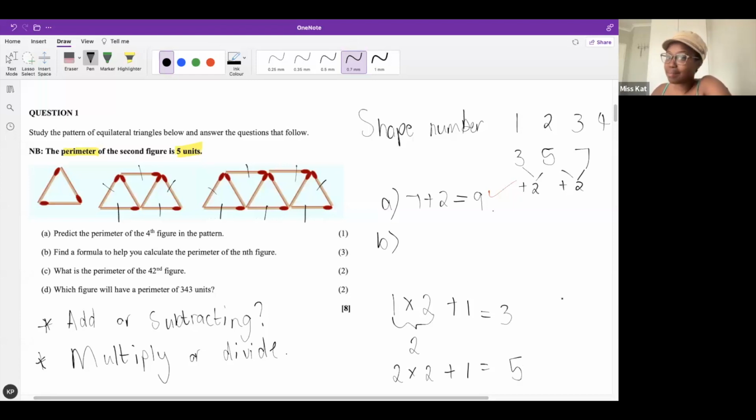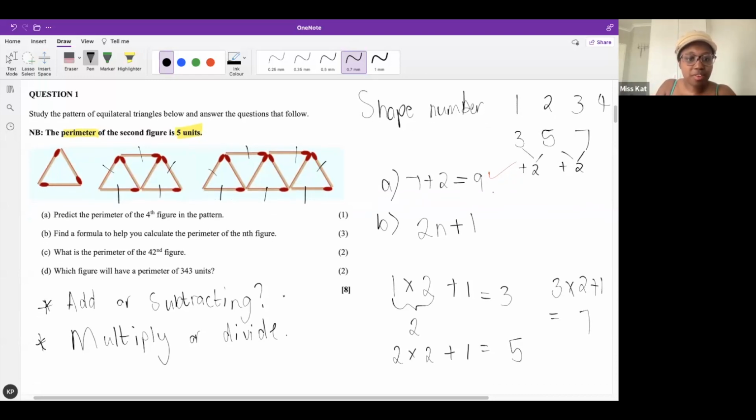5. Oh, I see something happening. 3 times 2 plus 1 gives me, nice, Abu, 7. So then what's our number pattern? It has to be 2 times n plus 1. Do you see how you do it through observation?